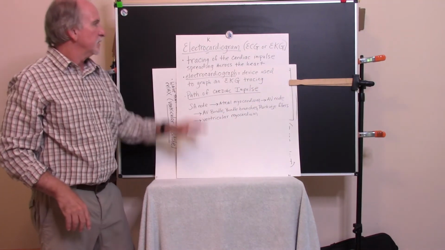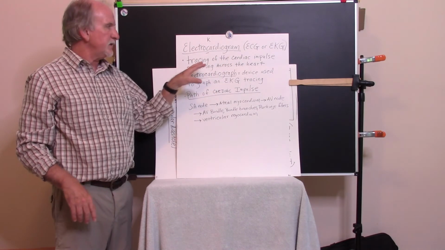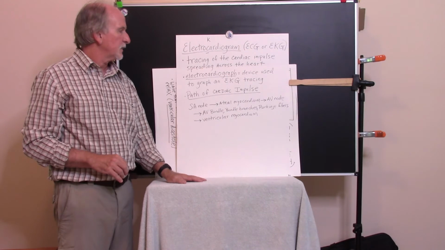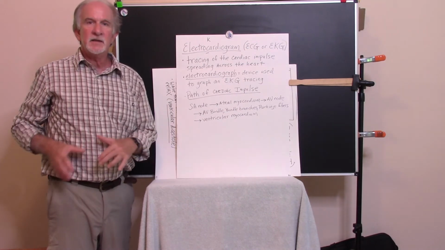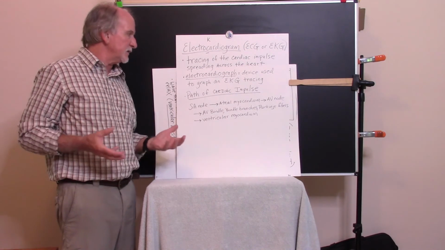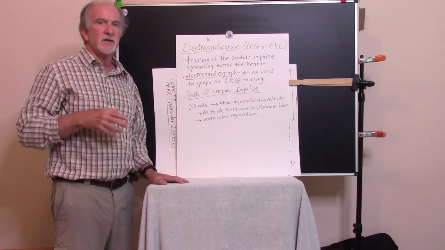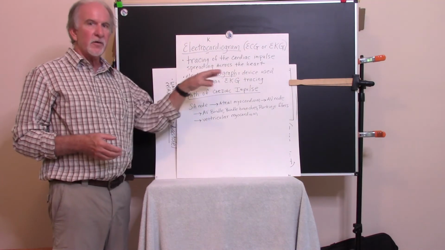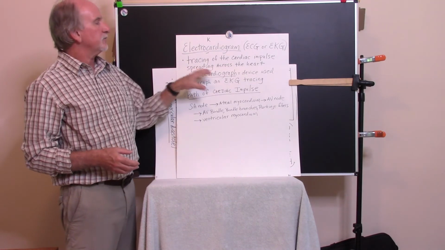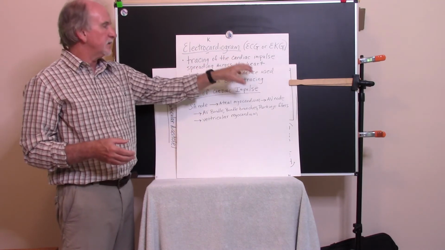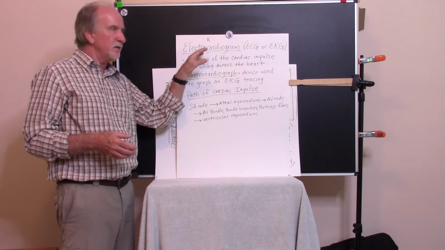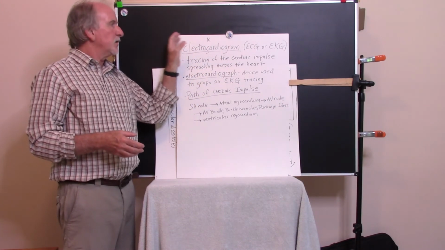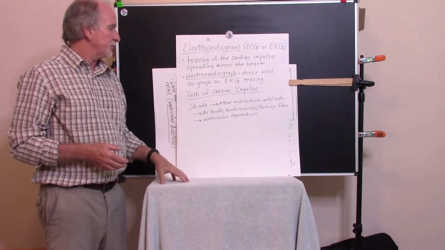So the electrocardiogram is a tracing of the cardiac impulse spreading across the heart, and the EKG tracing is taken with a device called an electrocardiograph. So an electrocardiograph is the device that creates a tracing or a graph known as the electrocardiogram or an EKG.